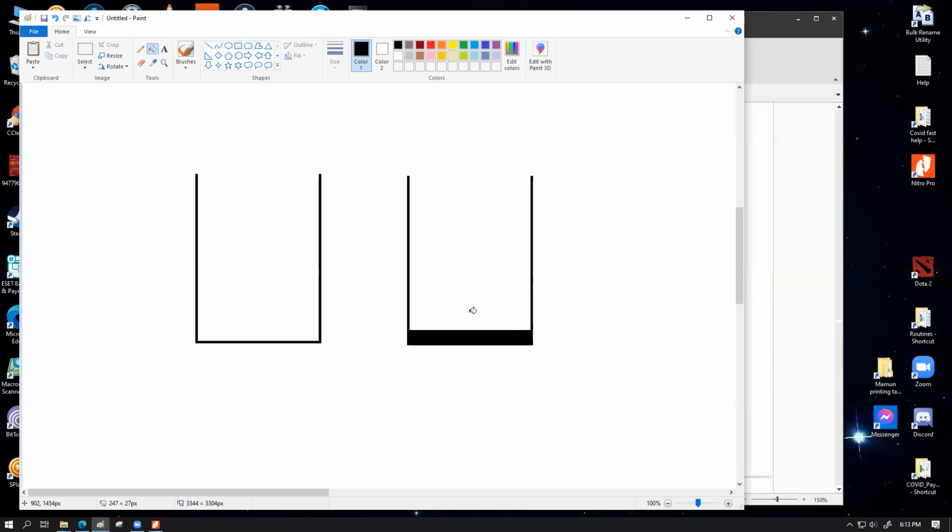Which one do you think would be easy to topple over, the left one or the right one? Right one. Left one. Which one would be easy to topple over? The left one? Left one.